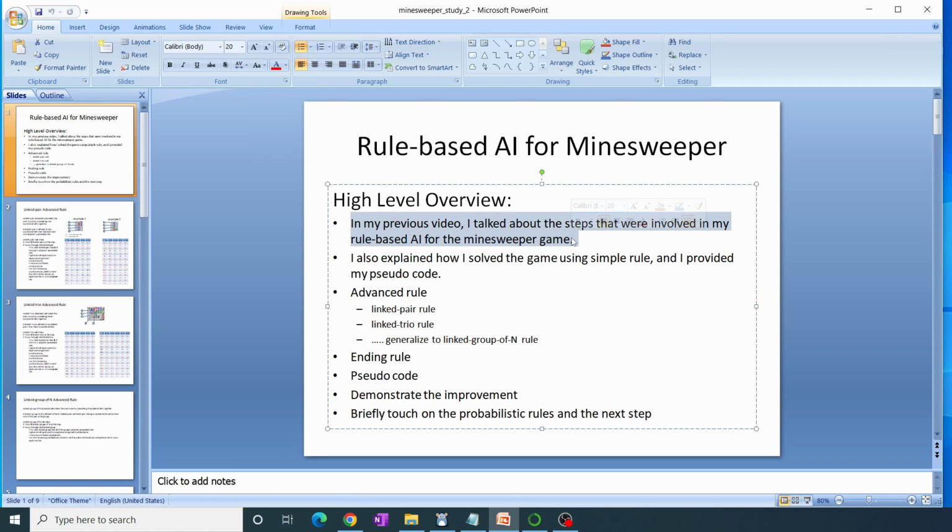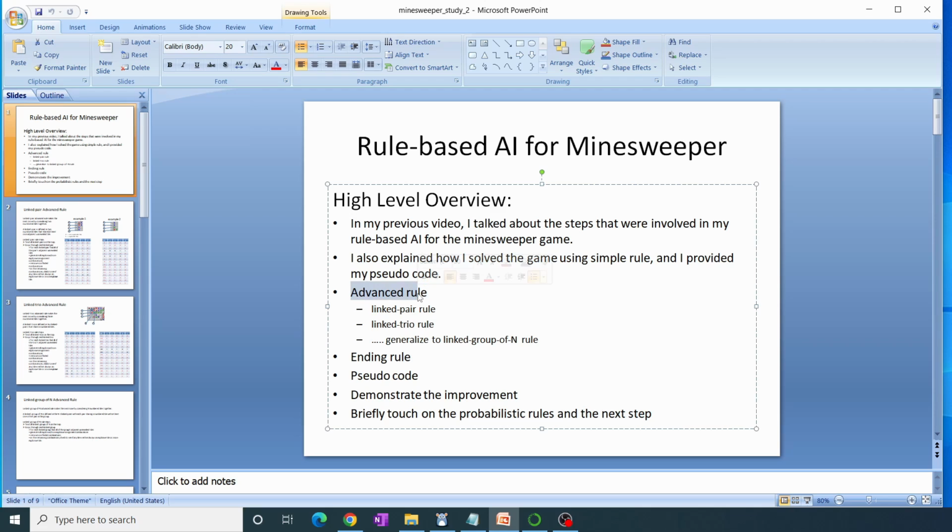Hello everyone. Today we are going to continue talking about the Minesweeper game. In my last video, I talked about the steps that were involved in my rule-based AI for the Minesweeper game. I also explained how I solved the game using the simple rule, and I provided my pseudo code. Today we will talk about the advanced rules.